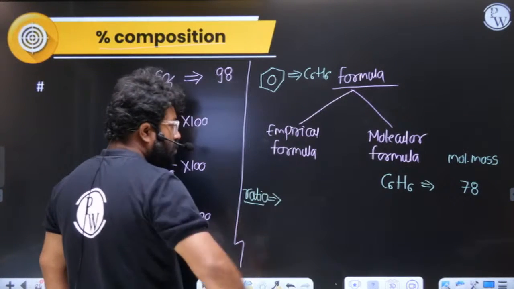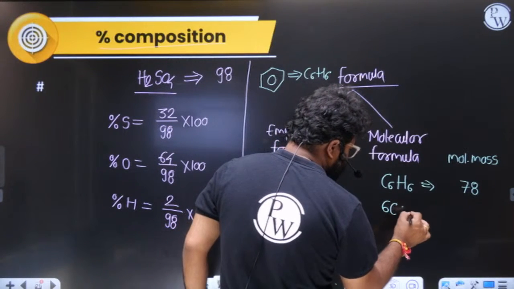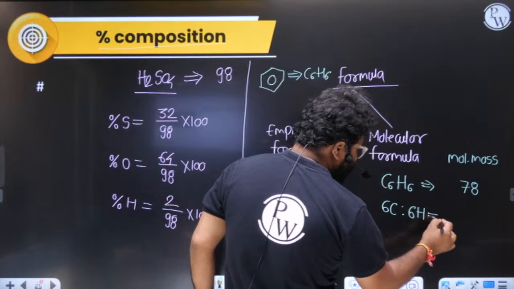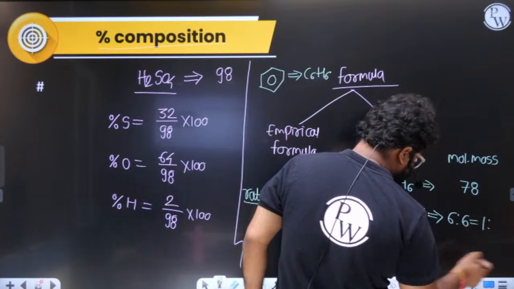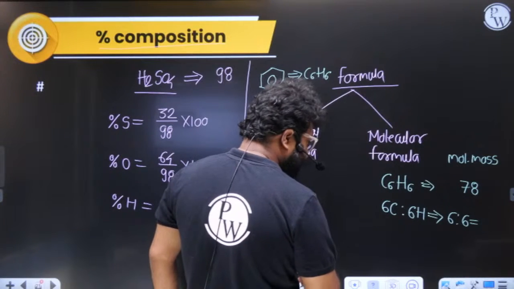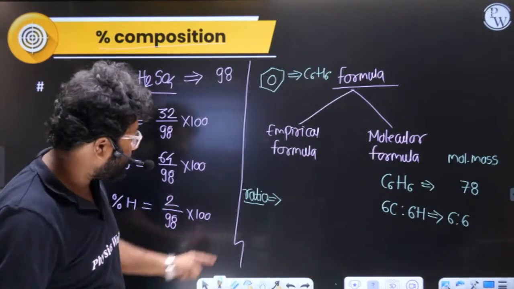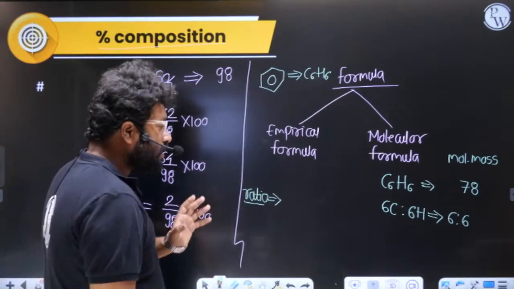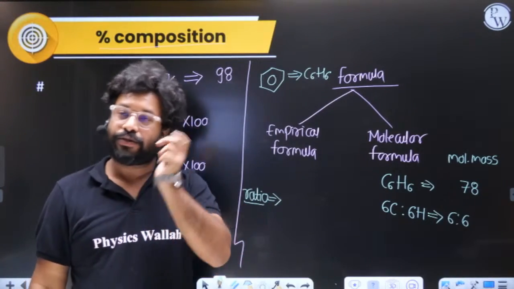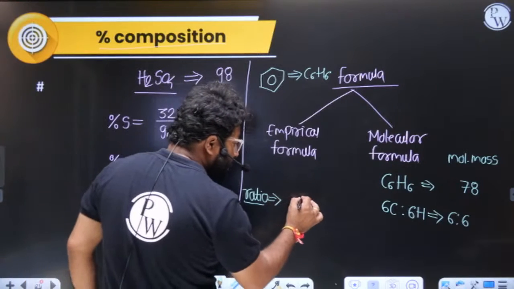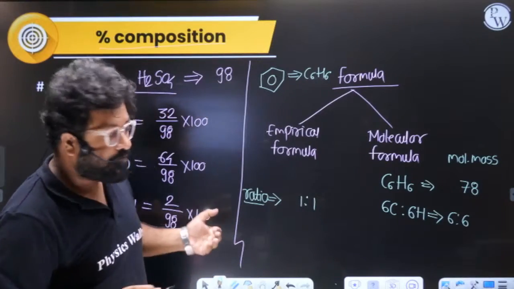The actual ratio of the number of carbon and hydrogen atoms is 6 carbon to 6 hydrogen. The ratio comes out to be 6 to 6, which is 1 to 1. But 1 to 1 I am not going to write here; the ratio is 6 to 6 only. The 1 to 1 ratio I am going to write in the empirical formula, because the ratio of the two atoms is 6 to 6, but if you simplify it, it is going to be 1 to 1. So 1 to 1 is the empirical formula ratio.